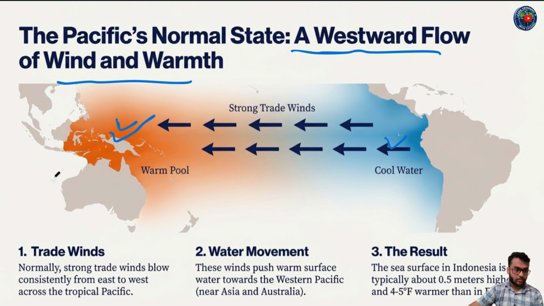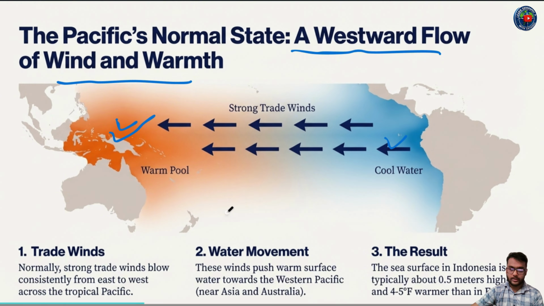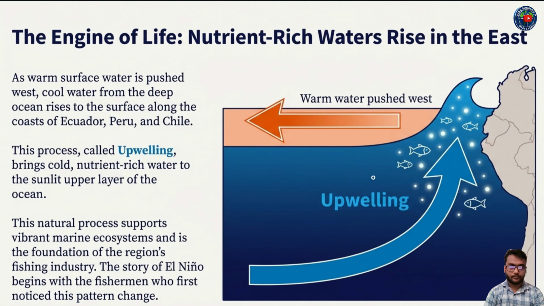Normally, strong trade winds blow constantly from east to west across the tropical Pacific Ocean. These winds push warm surface water towards the western Pacific near Asia and Australia. As a result, the sea surface in Indonesia is typically about 0.5 meter higher and 4 to 5 degrees Fahrenheit warmer than in Ecuador. This is the normal state around the tropical Pacific Ocean.